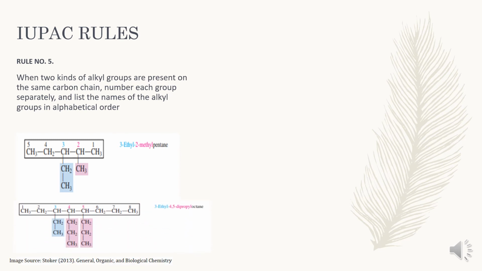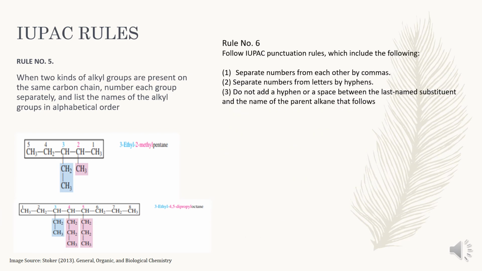Another example. If you have this one, your parent chain would be octane. In carbon number 3, you have an ethyl substituent, so 3-ethyl. Carbons 4 and 5 have the same substituents, which is propyl. So 4,5-dipropyloctane. The last rule would be to follow the IUPAC punctuation rules, which include the following.